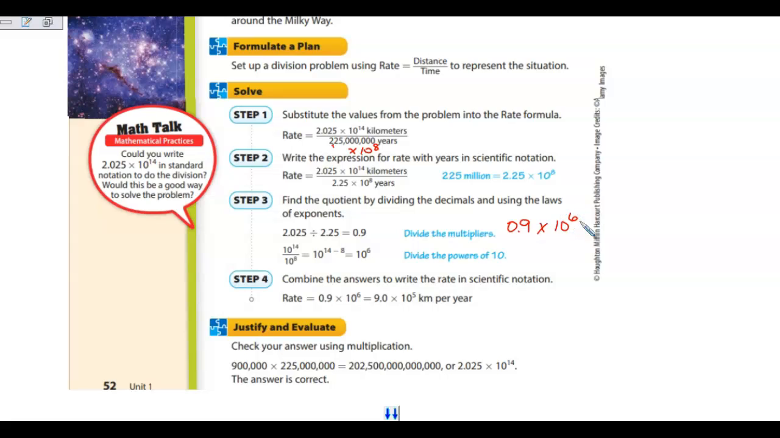Now, is this in scientific notation? If you said no, you're correct, because the 9 is behind the decimal, and there's a 0 in front. And 0 does not fit between the numbers of 1 and 9. So I need to move that decimal one place to the right. And doing that means I'm going to take 1 away from my exponent. So then I'm going to get 9 times 10 to the 5th power. And that's going to tell me that it's 9 times 10 to the 5th power kilometers per year. That's my rate. Okay?